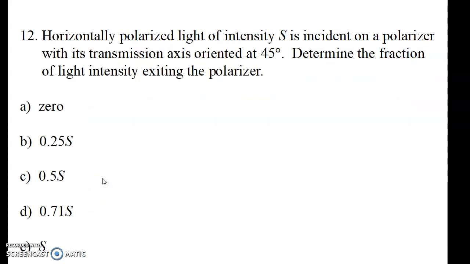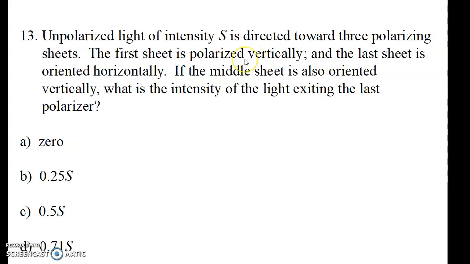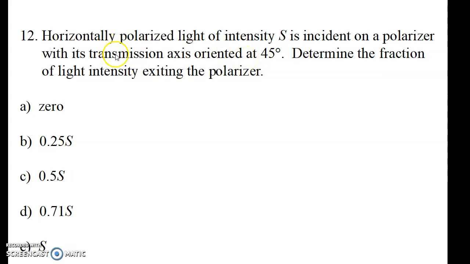Number 12. Horizontally polarized light of intensity S is incident on a polarizer with a transmission axis oriented at 45 degrees. Determine the fraction of light intensity that goes through there. And this is 1/2 of that point, so the answer is C.